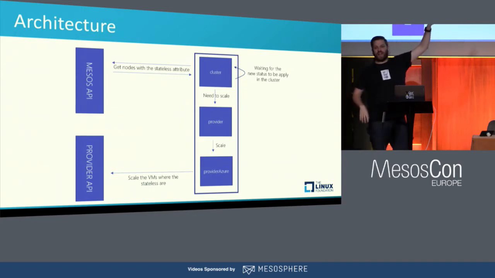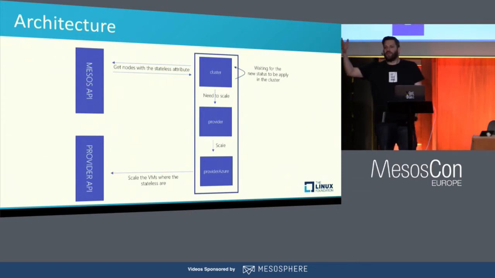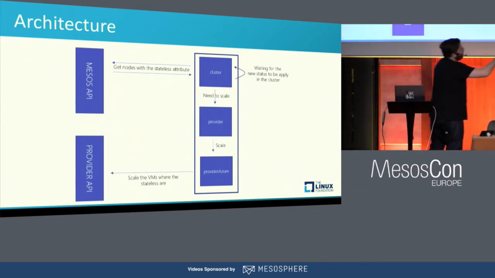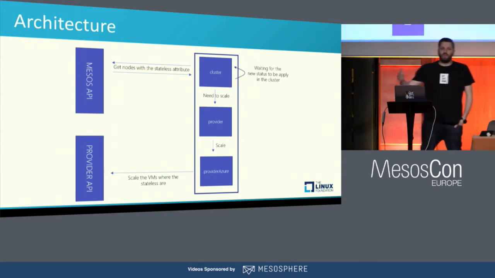I have a cluster class talking to a provider class, and that class talks to different providers. In my case, it's Azure, right? So when you start the CLI, you just have a switch option for the provider. In my case, it's Azure. Because it knows that we're using Azure, all the logic to scale up and scale down for Azure is here. And yeah, that's really, really straightforward.